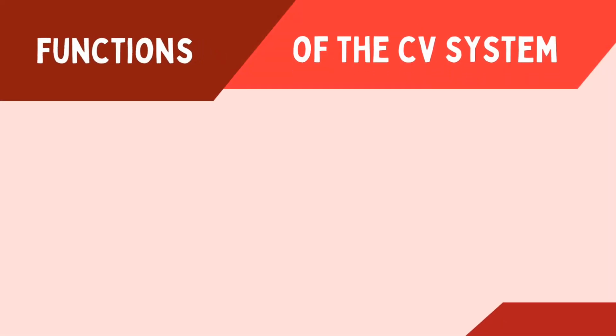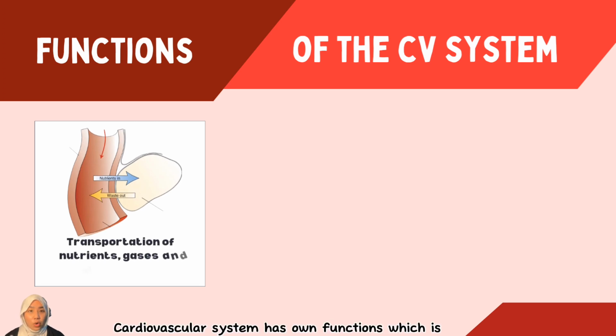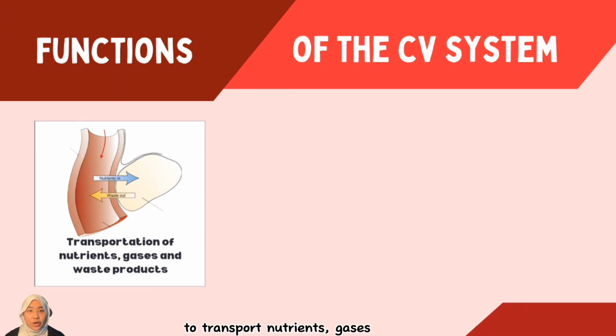Function of the cardiovascular system. The cardiovascular system has its own functions, which is to transport nutrients, gases, and waste products around the body. The cardiovascular system acts as an internal road network linking all parts of the body via a system of highways, which are arteries and veins, main roads, arterioles and venules, and streets, avenues, and lanes, capillaries.